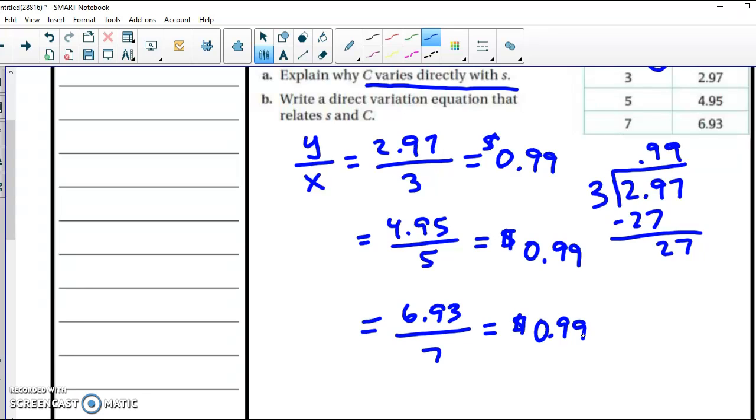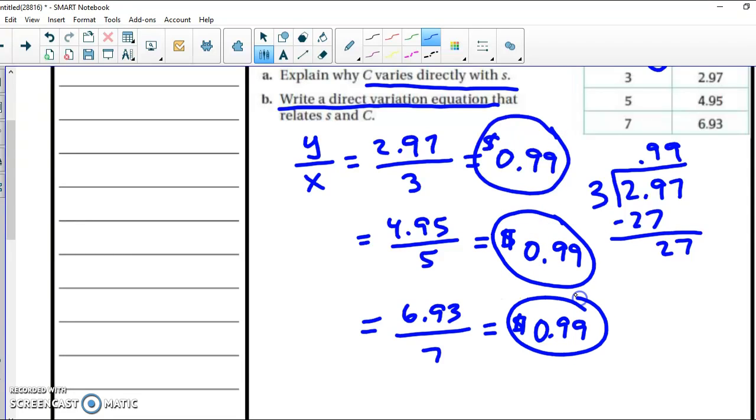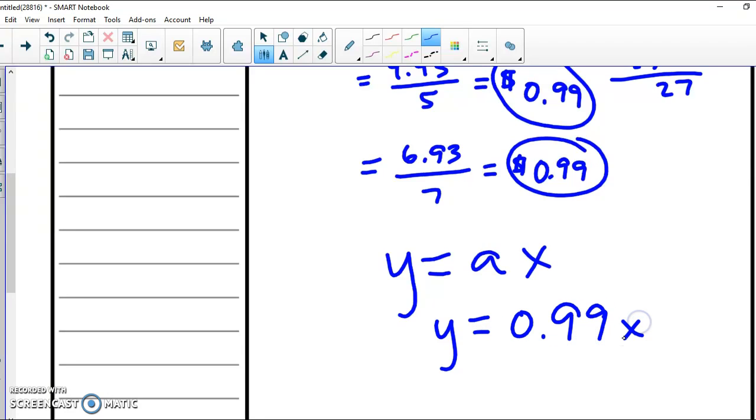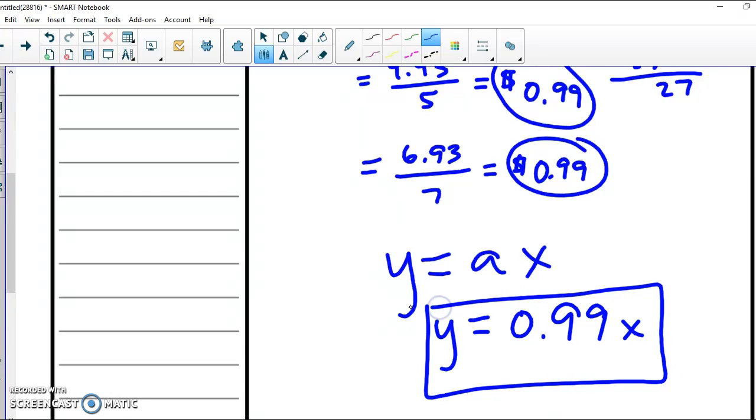So now if I want to answer part B and write a direct variation equation, then I have found my constant ratio here, and that constant is my letter A value. So in my form, y equals ax, I find that the rate at which y varies directly as x is 99 cents. So I'm going to substitute that constant in for a. Now I have my equation.